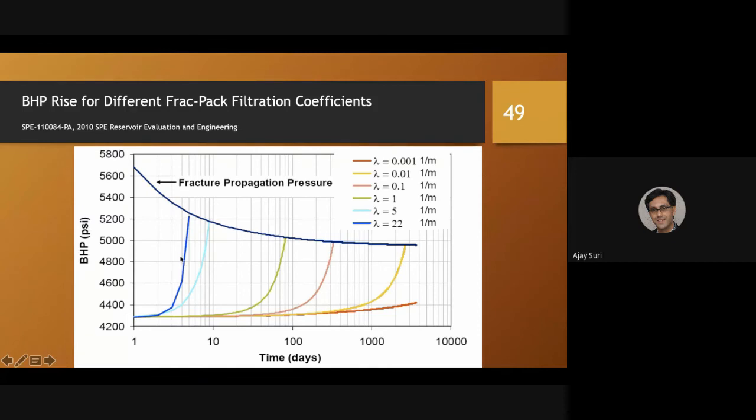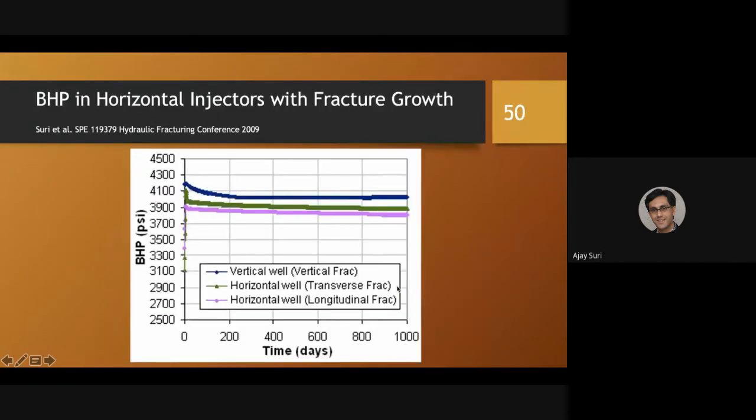This is for very high filtration coefficient. Typically we may be here somewhere. So okay, I have also done this for horizontal wells. The model can also do horizontal wells.